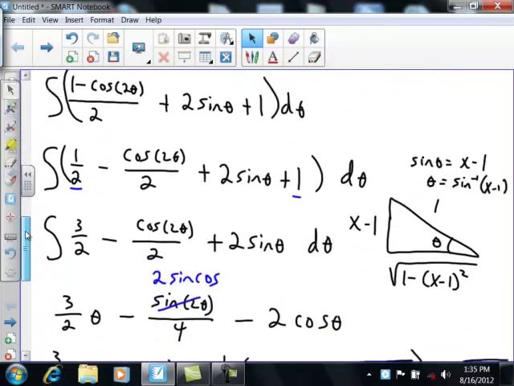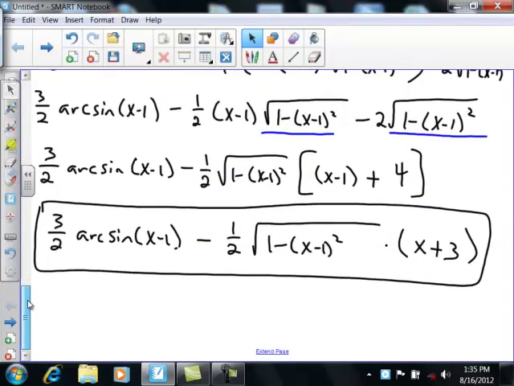And then don't forget your final answer, you've got to get everything back in terms of x, so you're still using your triangle to back substitute and get everything back in terms of x. Like I said, I know it's a long example, but I hope it illustrates a lot of different things, and I hope it helps you with your homework and stuff.